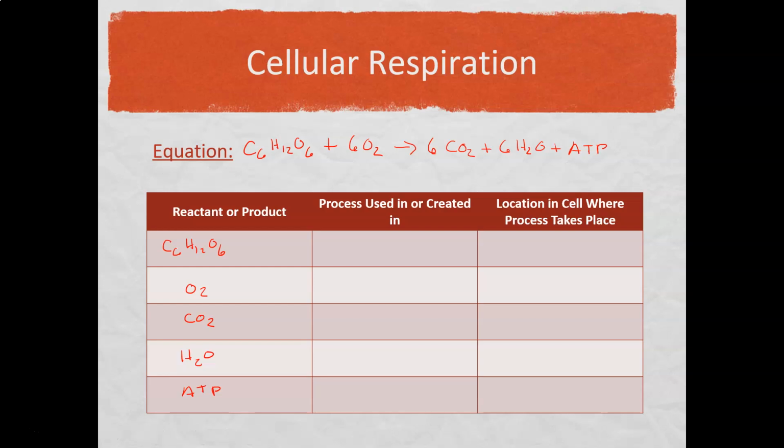So both that glucose and that oxygen are reactants. So where am I using them in this overall process of cellular respiration? That glucose initially is going to go into that process of glycolysis. And that oxygen ultimately is really going to be used in that oxidative phosphorylation.